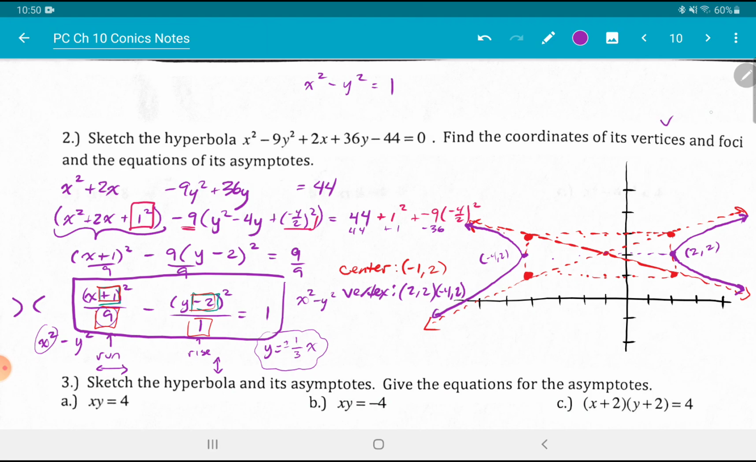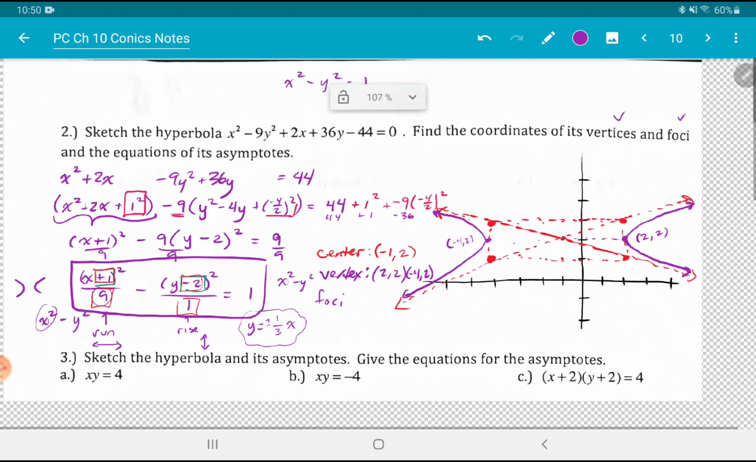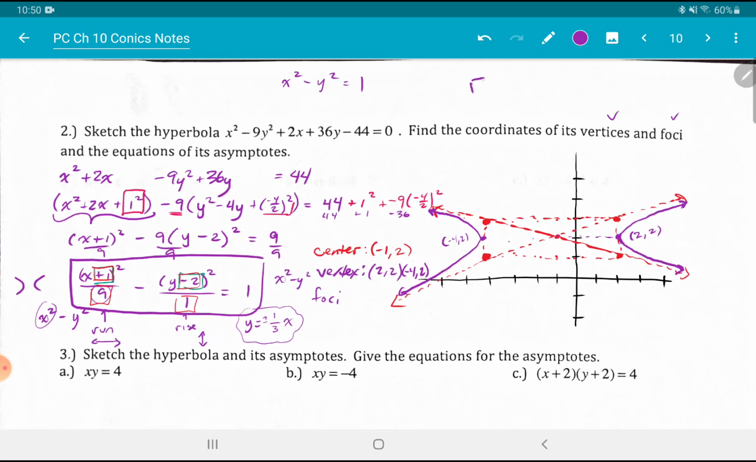But we also need one more thing. We've got to find the foci. The foci, I don't think I actually talked about them in the last video, but the foci can be found just like with an ellipse. The equation of foci can be found by doing c squared equals a squared plus b squared. Okay? Unlike the foci of an ellipse, which is c squared equals a squared minus b squared, if you'll notice, basically the formulas are switched.